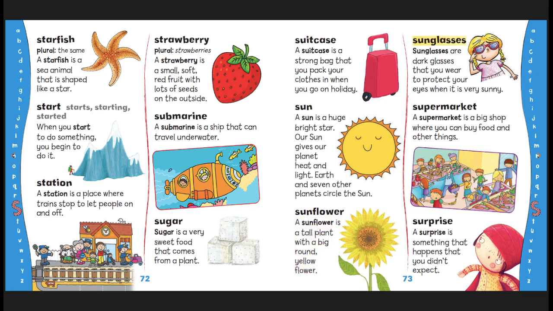Sunglasses. Sunglasses are dark glasses that you wear to protect your eyes when it is very sunny. Supermarket. A supermarket is a big shop where you can buy food and other things. Surprise. A surprise is something that happens that you didn't expect.